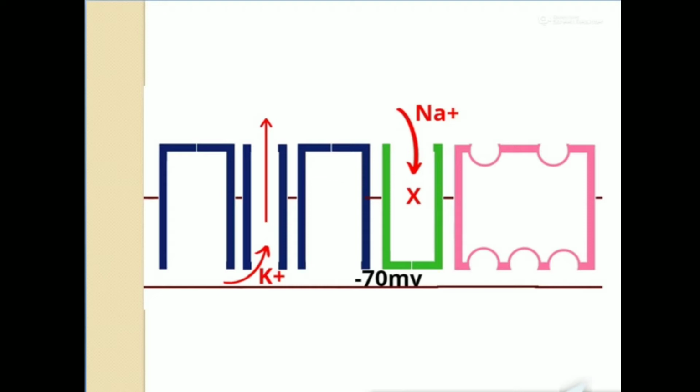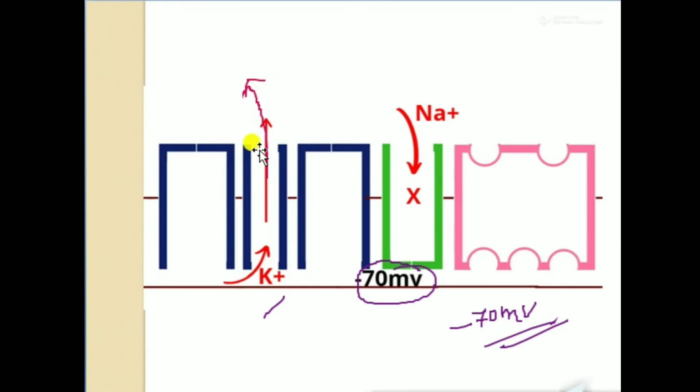Now we are coming to the polarized state. What is the polarized state? It means the membrane potential, or the charge within the membrane, remains at minus 70 millivolts. In this condition, the polarized state is maintained. Some potassium channels are open, and through these open channels, potassium is able to come out.